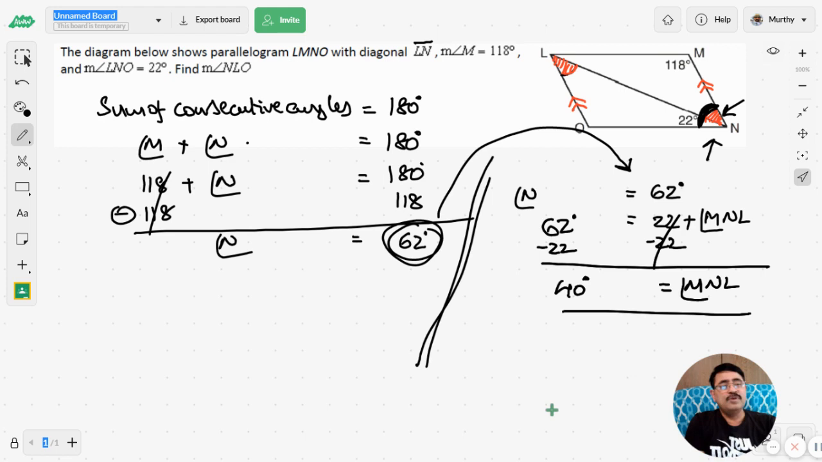So observe carefully that this is 40 degrees and this is 22. That makes a total of 62 degrees. The one shaded in black is 22. The one in red is 40 degrees. So you know that alternate angles are equal. That means one is on the left side, one is on the right side, or one is above the transversal, one is below the transversal. They're equal. Therefore, the measure of OLN equals 40 degrees. Okay, let me jump to the next question.